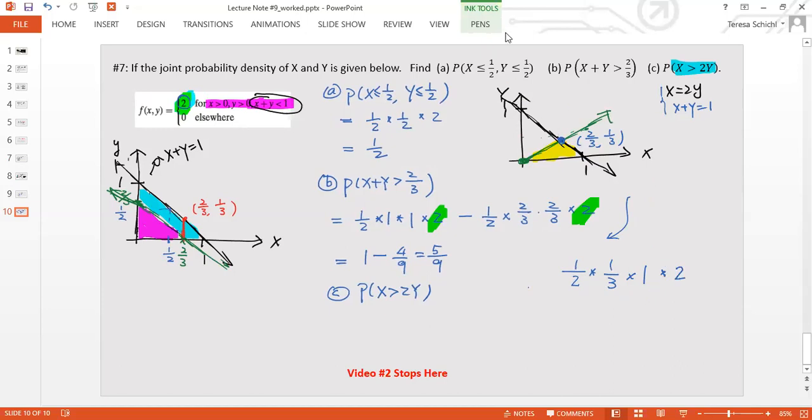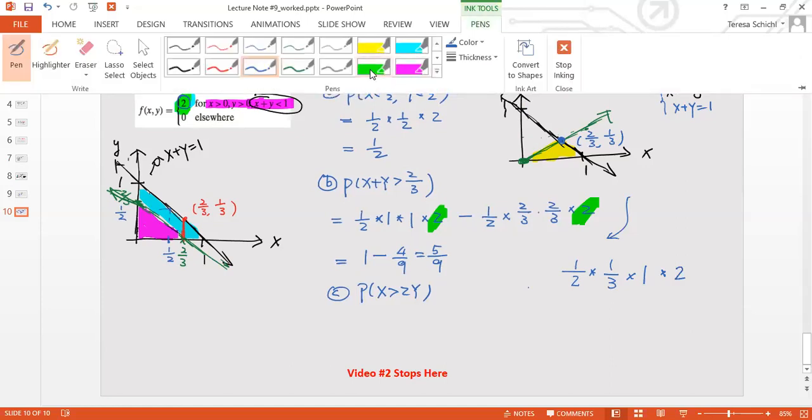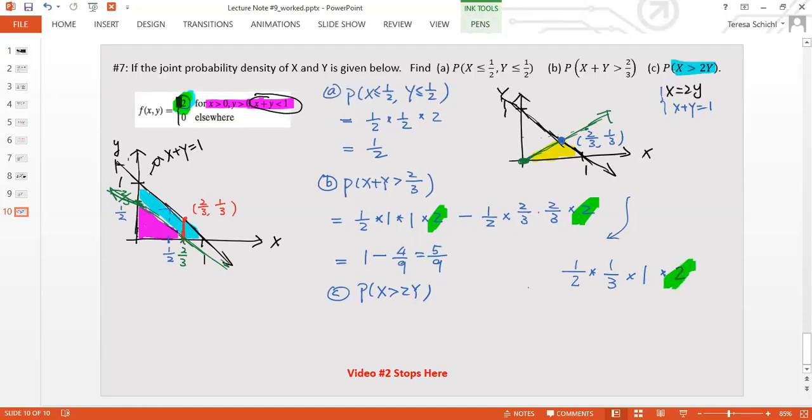Why is the 2 here? Remember, the 2 here is the PDF value. So now the answer is pretty simple. What is the answer here? It's 1/3.